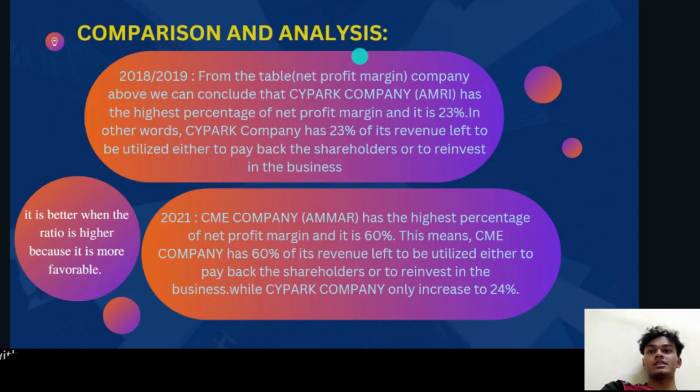In 2018-2019, from the table above, we can conclude that SciPark Company has the highest percentage of net margin, which is 23%. In other words, SciPark Company has 23% of its revenue left to be utilized either to pay back the shareholders or to reinvest in the business. While in 2021, CME Company has the highest percentage of net profit margin, which is 60%. This means CME Company has 60% of its revenue left to be utilized either to pay back shareholders or to invest in the business, while SciPark Company only increased to 24%.